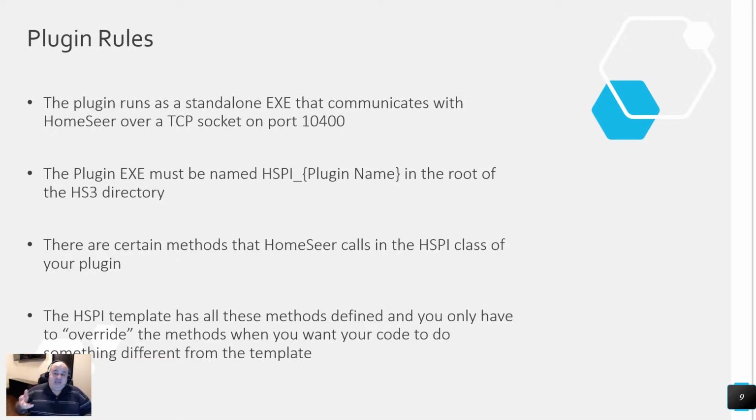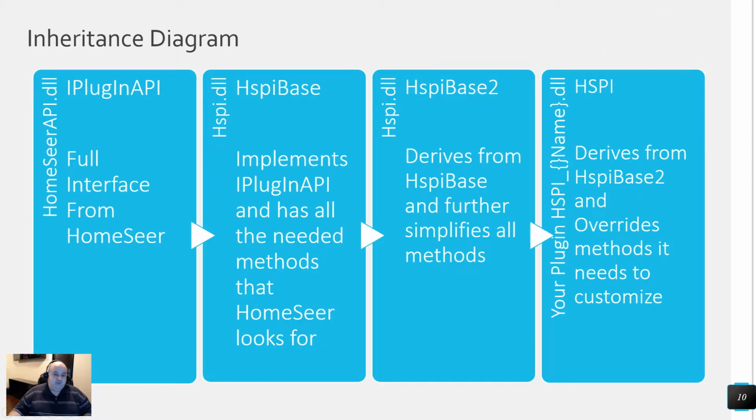There's certain methods that HomeSeer calls out of the HSPI class of your plugin by default. So things like its name, whether it's going to use a COM port, and other things like that, it looks for in the HSPI class. But again, you don't have to define them all if the class that you derived from has already done it for you. However, if the class that's done it for you, let's say, uses a COM port and you don't want to use a COM port, you override that and give it the values you want. So the HSPI template has all these methods and properties defined for you, like I said, and you only override the ones that you want to be different.